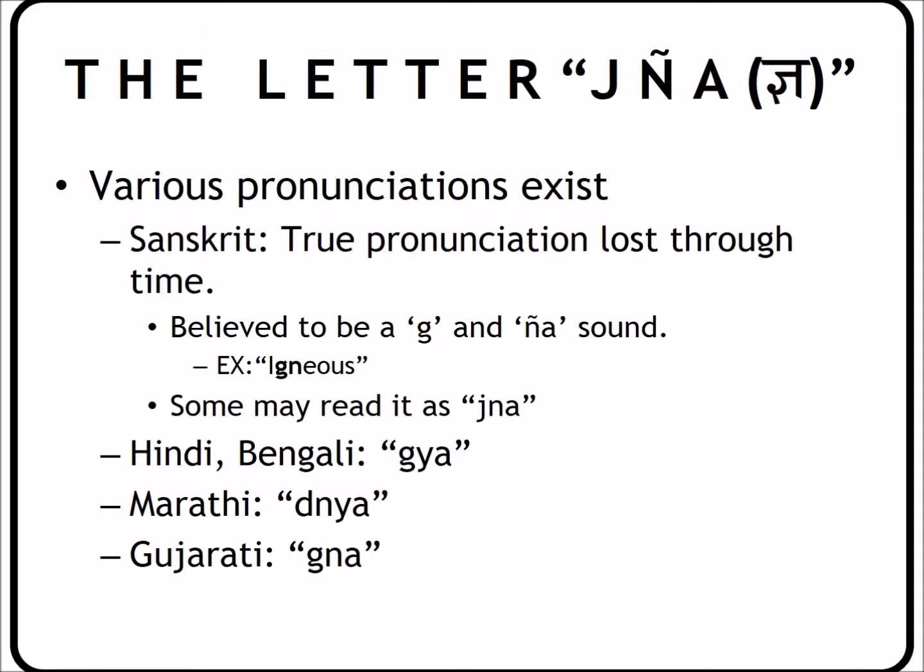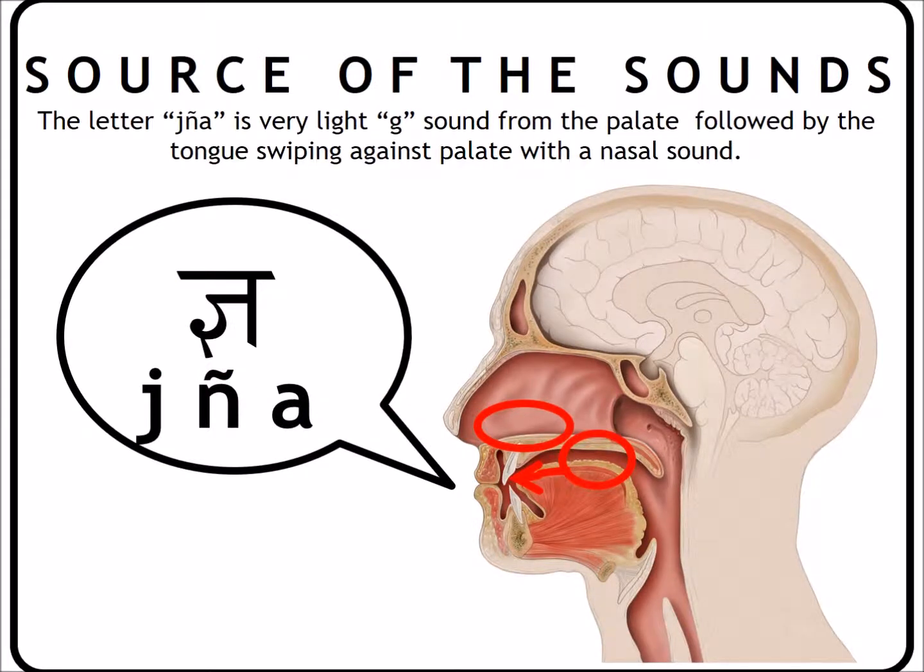Marathi has the sound that's closest to Sanskrit, which is pronounced as dnya. So yagnya or jnana. And in Gujarati, it's pronounced like a hard G sound with a na, so it's pronounced as gna. So yagna or gnana. So the proper pronunciation is the palate kind of swiping outwards with a slight nasal aftertone to get gnya.